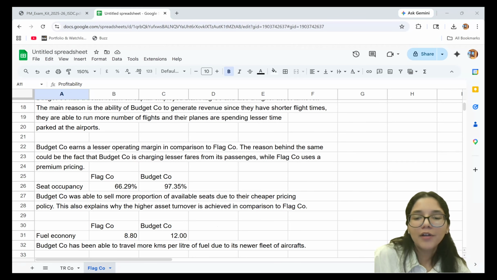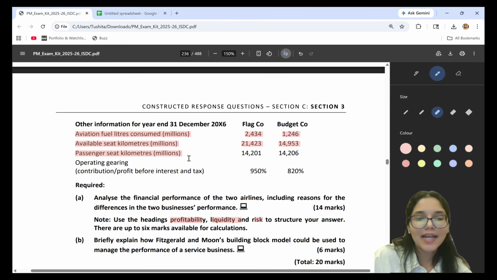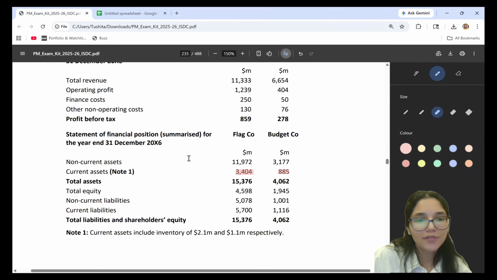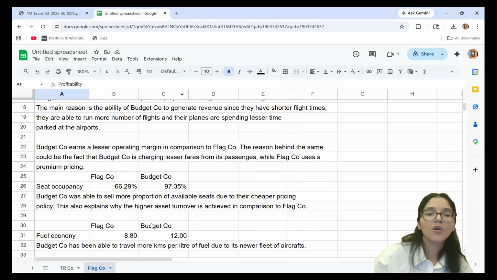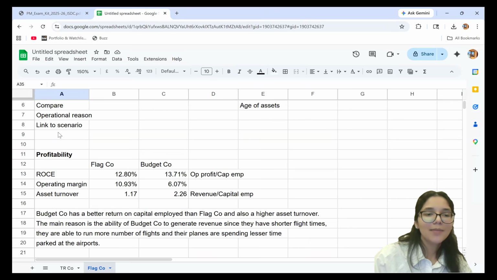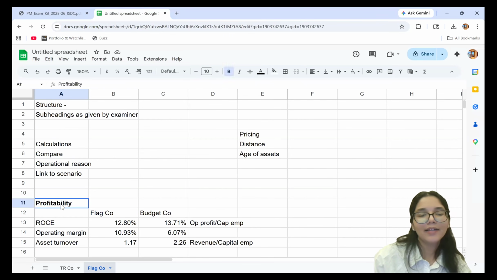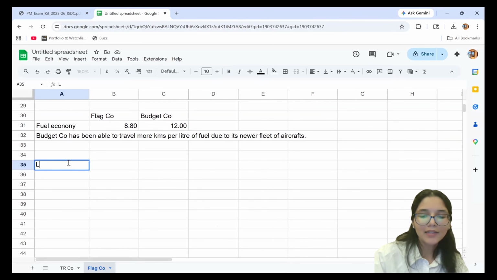Okay, so now we are going to move towards our answer for the second heading, which my examiner had asked me to put. The second heading I have to talk about is liquidity. So again, the two numbers we have decided, we will calculate the current ratio, we will calculate the quick ratio. So I put my subheading. I will also bold it like I did with my profitability heading. I will write about liquidity.